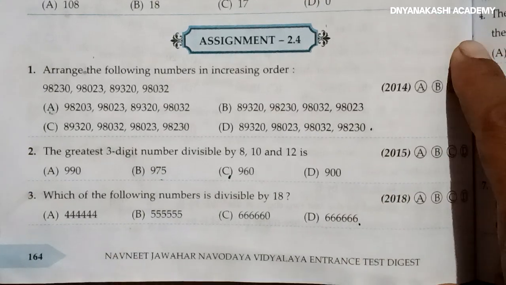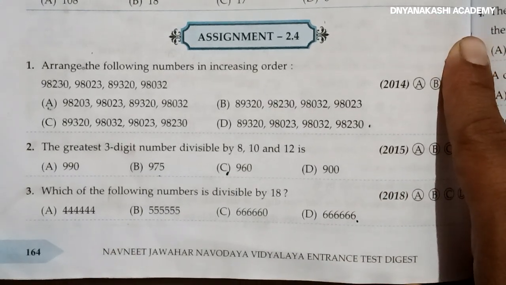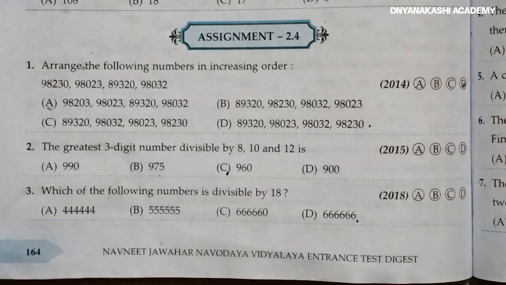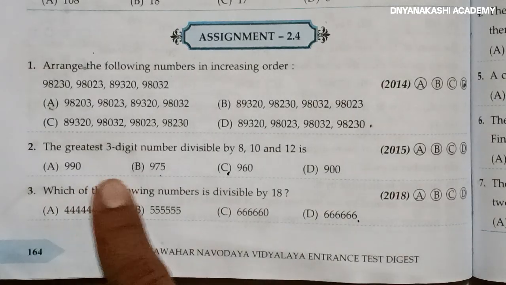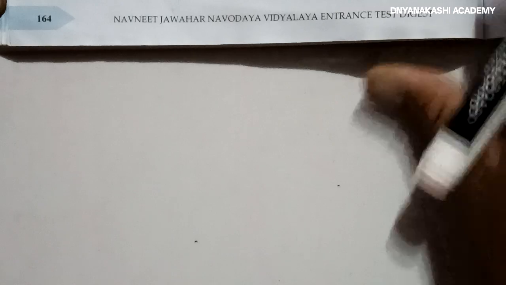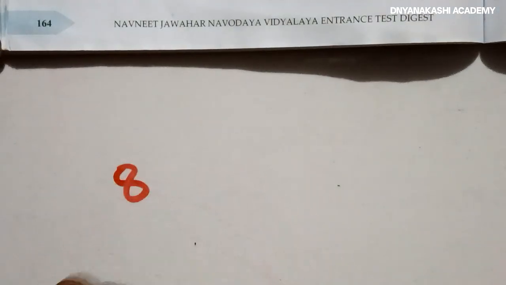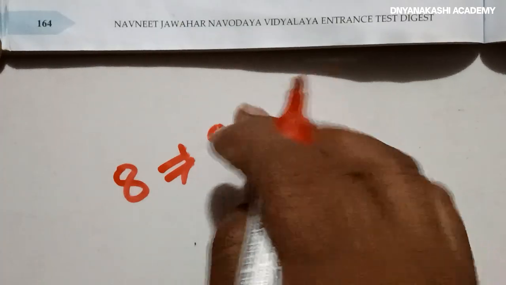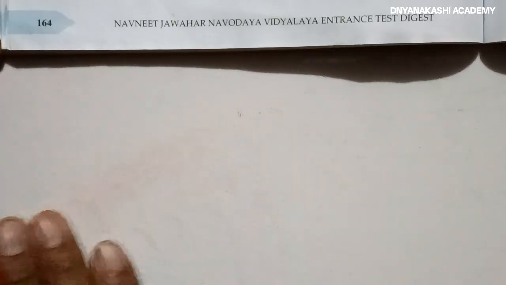Okay, and the second question is: the greatest three digit number divisible by 8, 10, 12. Some numbers are given as options here. Which number is divisible by 8 and 10 and 12? How to check the divisibility test here? For the 8 divisibility test, first we have to check which number is completely divisible by 8.